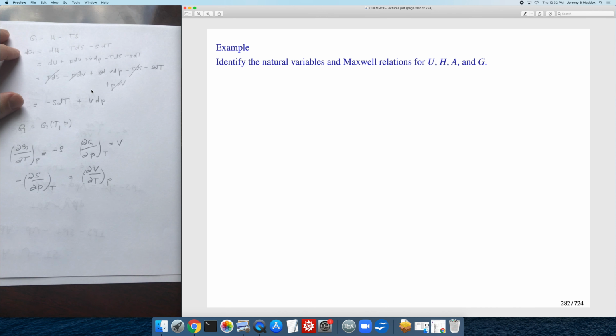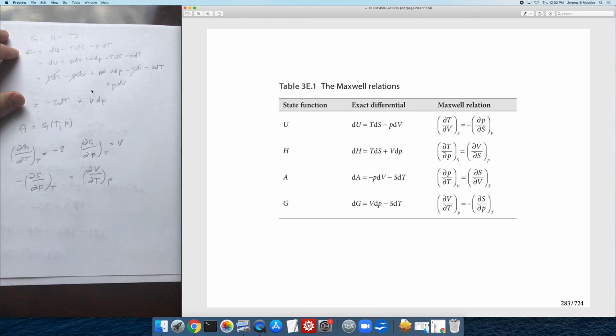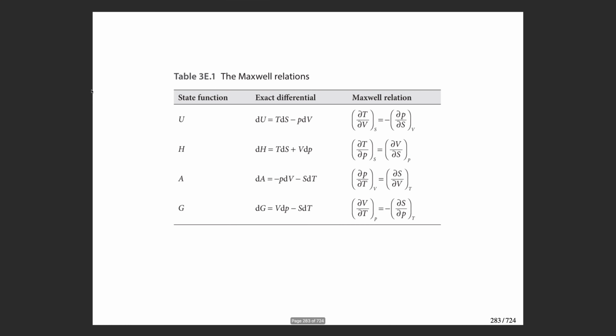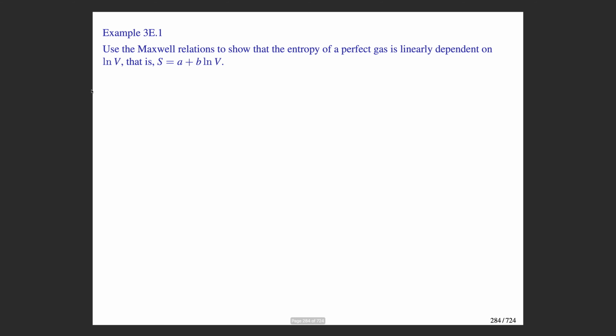Okay, so this is how you express the thermodynamic potential functions in terms of their natural variables and derive the Maxwell relationships. Here's a table that summarizes those. And then here we have a problem.